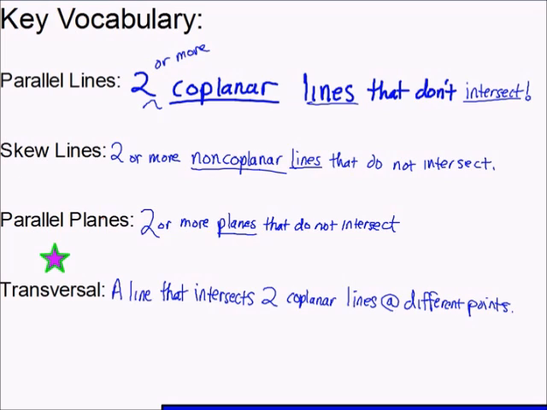Two parallel planes: if you put two sheets of paper right next to each other, those are two planes that are not going to intersect, hence parallel. And then transversal, and you notice I have a nice little beautiful star here. This is going to be a really important vocab term, so you really want to pay attention to this. A line that intersects two coplanar lines at different points.